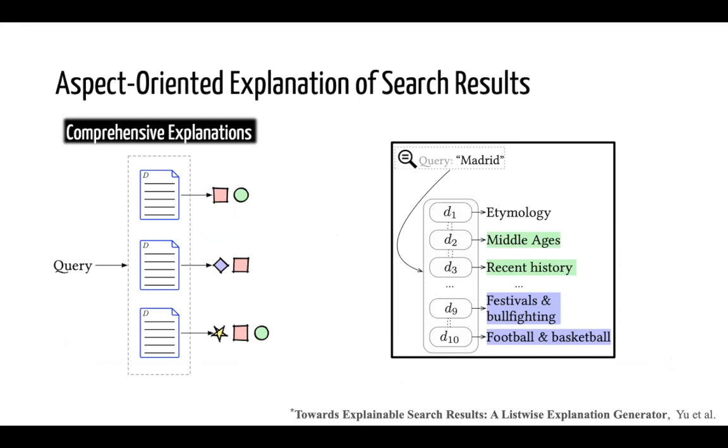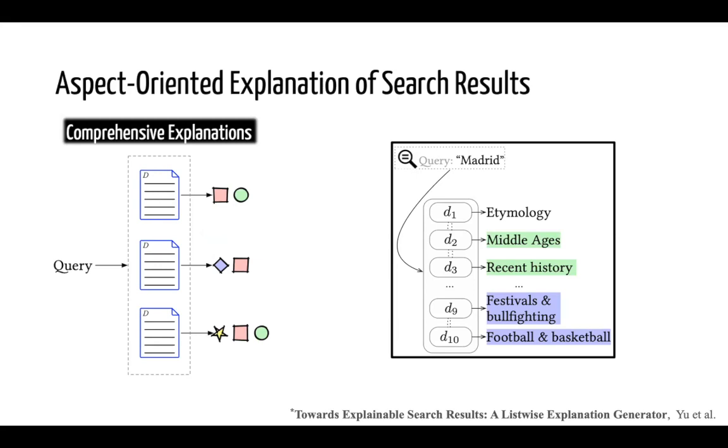We have a query, we get a set of search results, and we want to explain each document that's part of the search results and constitute the information space by the query aspects that it covers. Here's an example where we have the query of Madrid. We want to say that there are different aspects about this question. We want to know about culture, history, popular sports in that country, or things like that. So for each document, we get this set of aspects that are covered by that document.